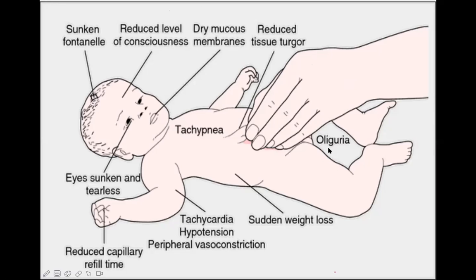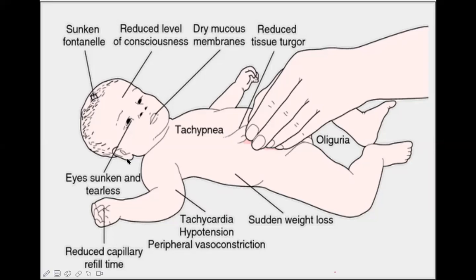Another is oliguria. Oliguria is decreased urine output, all of us know that. Tachycardia, hypotension, and peripheral vasoconstriction are the features of hypovolemia. We have discussed this many times till now. Tachycardia is the earliest feature of hypovolemia. Hypotension is seen only in late and severe cases, and peripheral vasoconstriction is a feature of hypovolemia. Reduced capillary refill time is a classical feature.